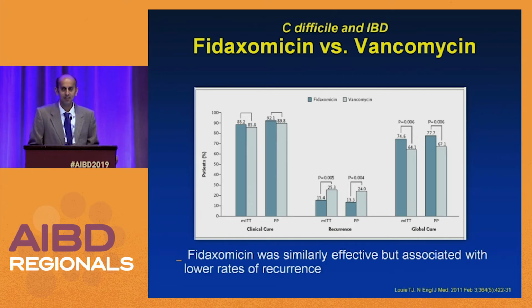However, where there was a difference between the two was in recurrence rate. So Fidaxomicin tended to disrupt the microbiome to a lower degree than vancomycin. Consequently, the rate of recurrence of C. diff infection after an initial course of Fidaxomicin was much less than with vancomycin. So in someone who perhaps has a tendency towards recurrent C. diff infection, you may want to consider Fidaxomicin as sort of the first line, with the aim of not that they will feel better any sooner, but that their overall recurrence rate may be less.